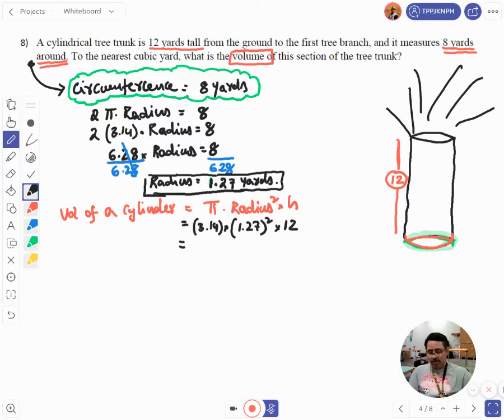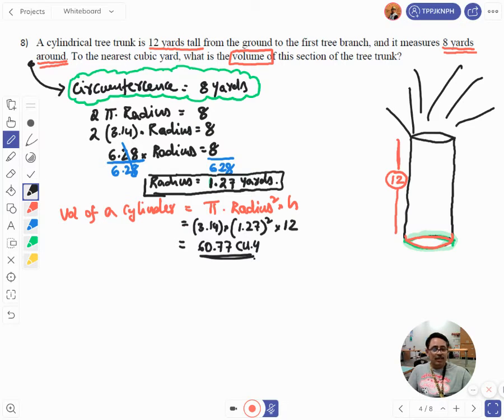It is 3.14 times 1.27 square times height 12. Oops, my bad, there is some error. So 3.14 times 1.27 square times 12 is 60.77. So 60.77 cubic yards.